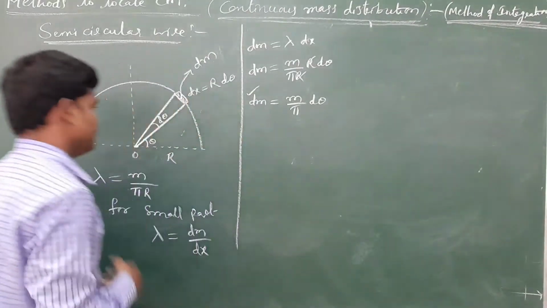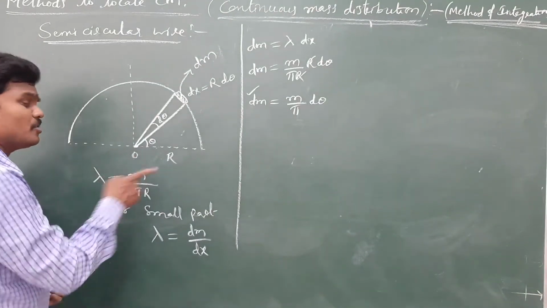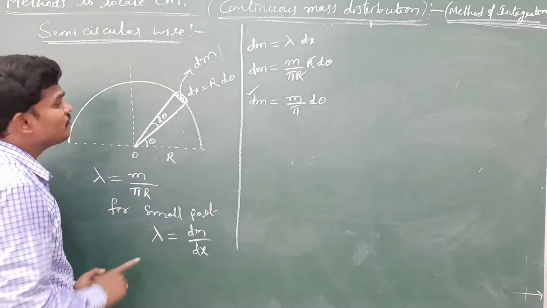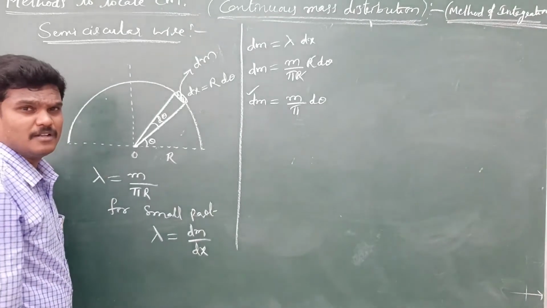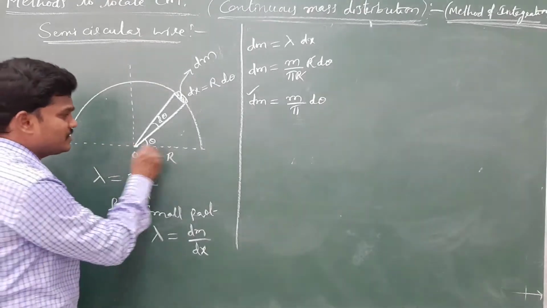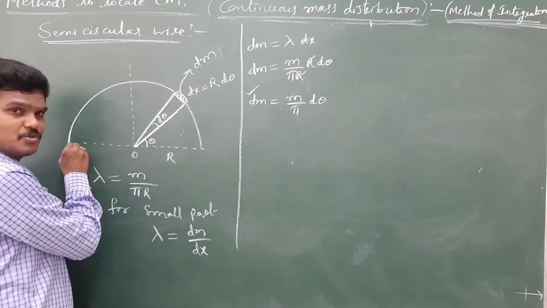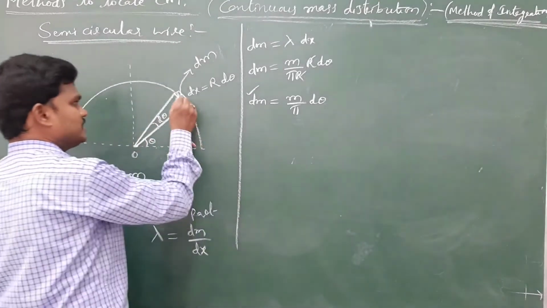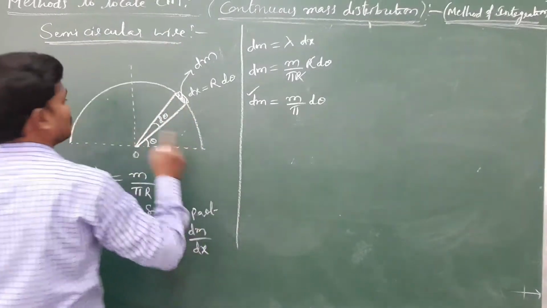But let us see which one is possible, whether the x coordinate of center of mass or the y coordinate of center of mass. Here only the y coordinate of center of mass is possible, and x is not possible because of symmetry. See, same distance on both sides. Otherwise, let us verify both. See, this is the dm part.